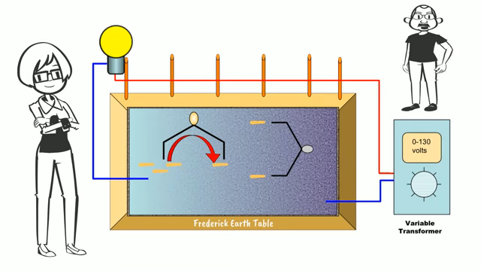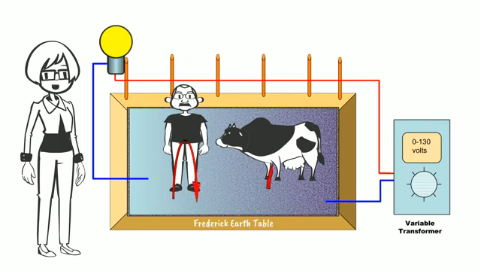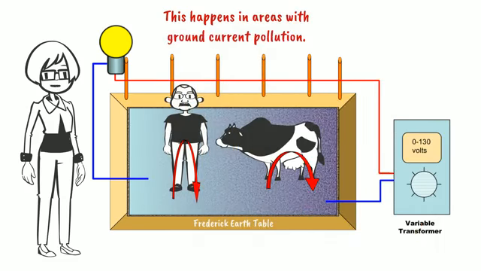The copper figure on the right has both feet at the same potential. So there is no electron flow. No current, and the light remains off. If Ralph, or a cow, stood on this earth table, current would flow through both of their bodies, if their feet were at different electrical potentials.